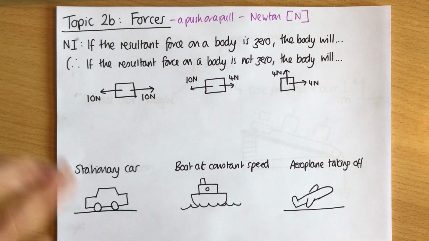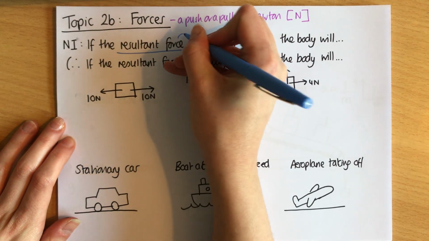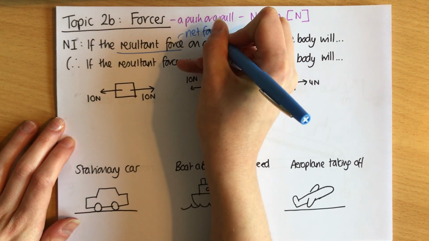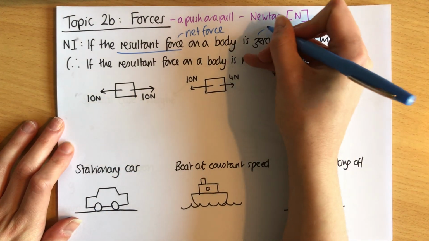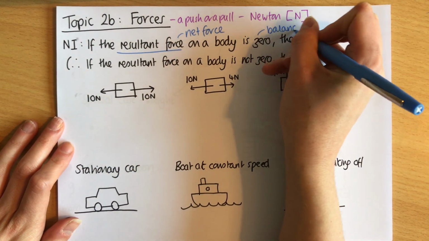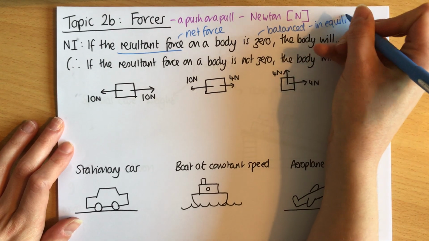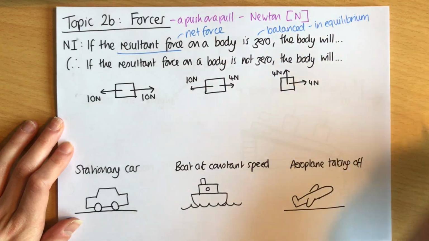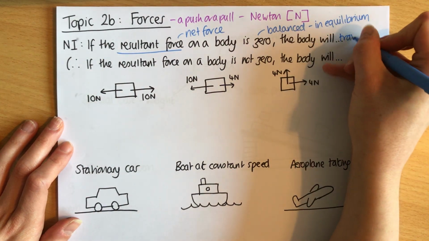So his first law, Newton's first law, is this. If the resultant force on a body is zero, the body will... Now, I'm going to tell you what the body will do, but firstly, what's the resultant force? Resultant force is the overall or net force on a body. And if there's no resultant force on the body, that means that the forces are balanced, or that the body is in equilibrium, we call it. And when something is in equilibrium, then the body will travel at a constant velocity.